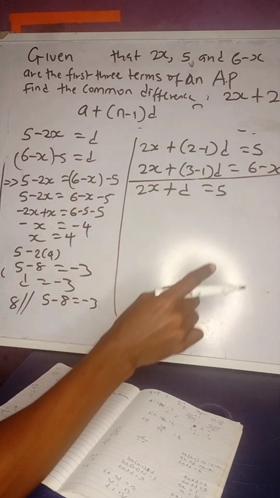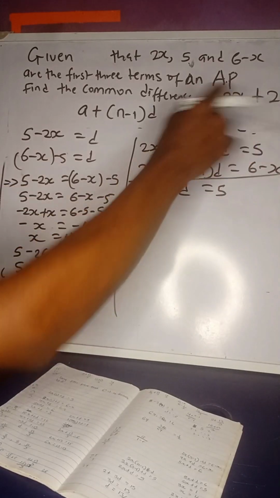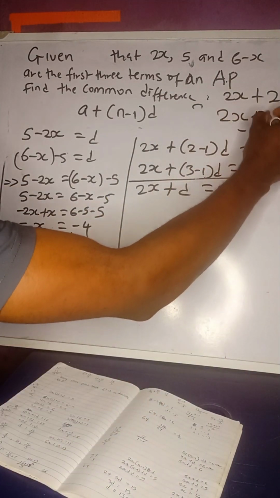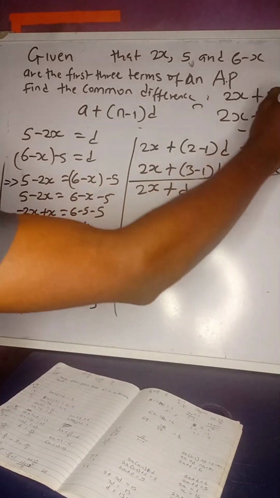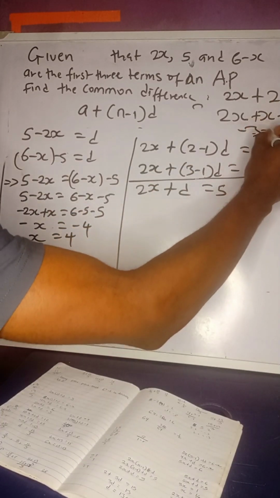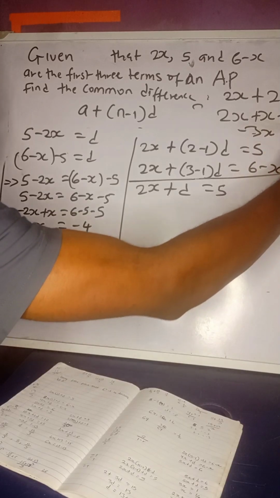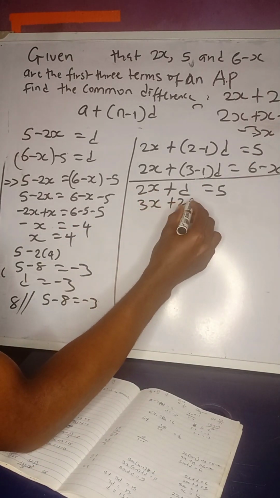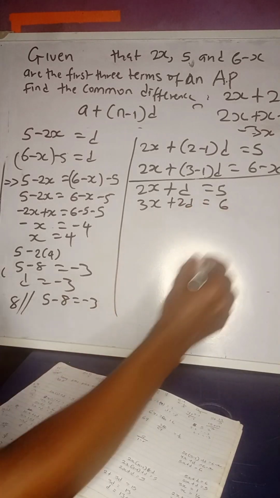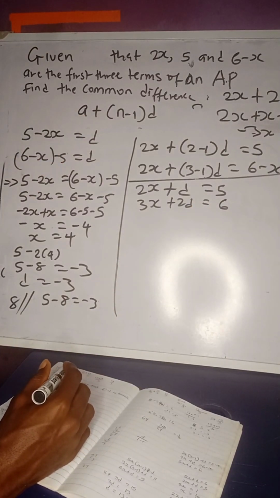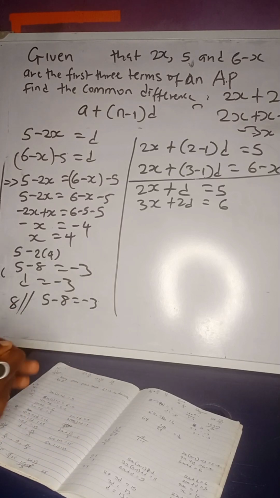If we collect like terms and put this x at the left hand side, we are going to have 2x plus x, because this will change to plus, plus 2d is equal to 6. Here we'll have 3x plus 2d is equal to 6. So here we'll put 3x plus 2d is equal to 6. We are using this formula now. And the next thing we are going to do is to solve simultaneously.